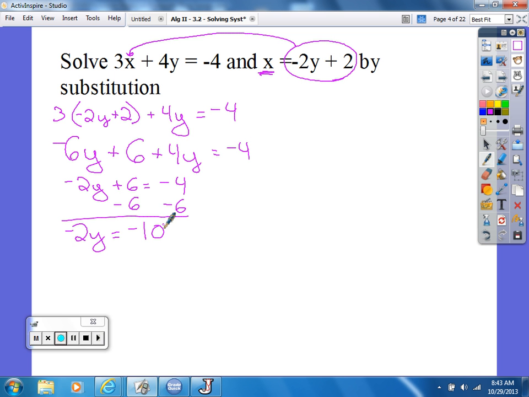And then I need to divide by negative 2. So I get y equals 5. Did I solve the thing completely? No. I only have one letter. I still need which letter? X.